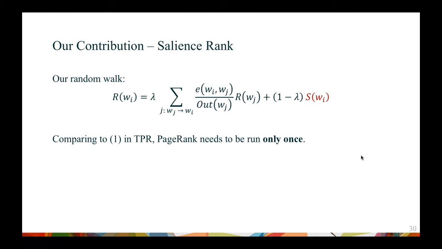After we get the salience of the word, we perform a random walk using the following formula. The only change we made is that now the jump probability is set to the salience of the word W_i. You see that all the topical information is embedded in the salience of W_i, so we only need to run PageRank once instead of k times. We don't have to aggregate them, we just run once and we get the score. So this is essentially the basic idea. Is there any question at this point, on a high level?